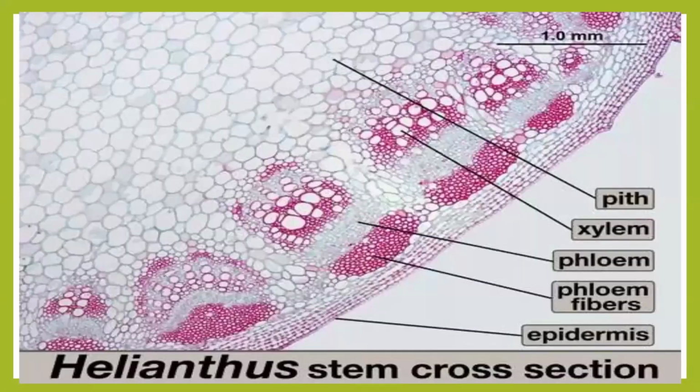So here, this one is the phloem, and when we observe the TS of the Helianthus stem, this one is the epidermis, and here this is the secondary growth. So here the phloem fibers, phloem, and this one is the xylem, and the central one is the pith.